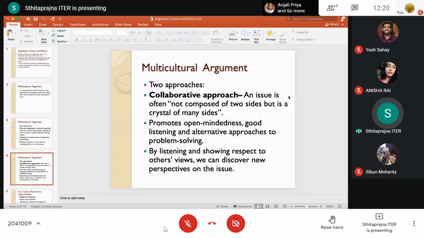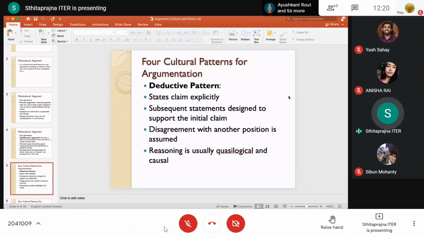who do not share our own cultural experiences. It could be the collaborative and the pro and con approach, two approaches. Now, coming to the four cultural patterns of argumentation. We have four cultural patterns of argumentation. One is deductive, the other is inductive, we have abductive, and the fourth one is narrative. Now, deductive pattern.